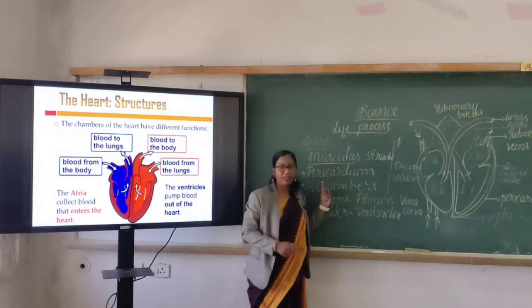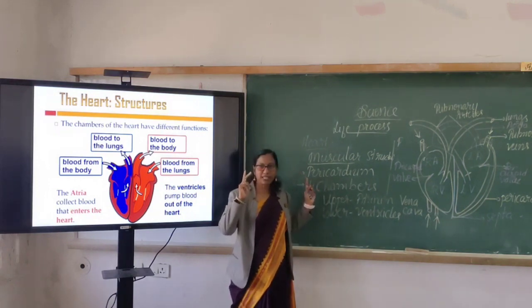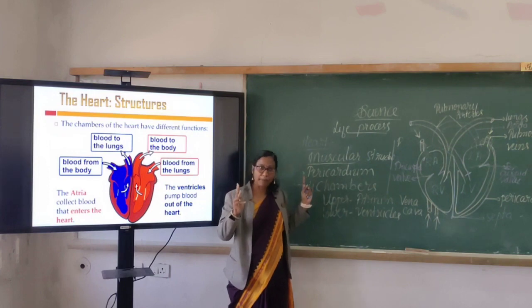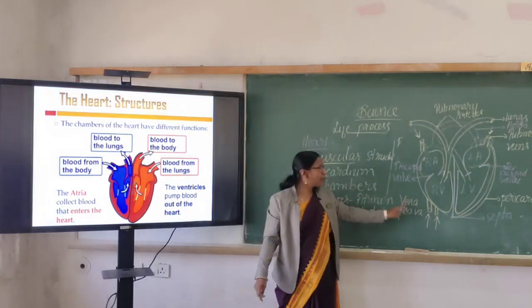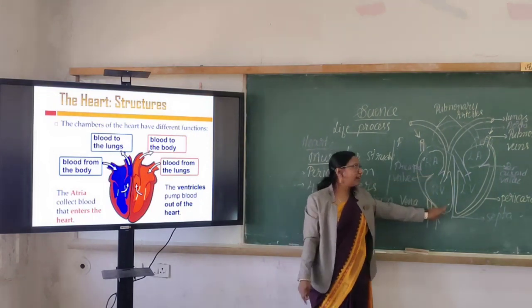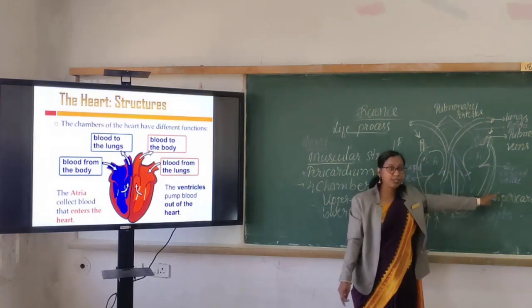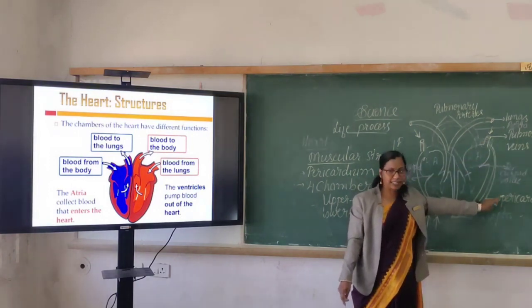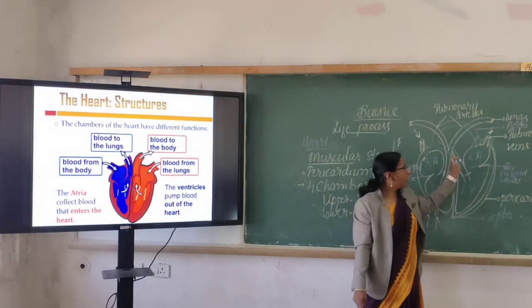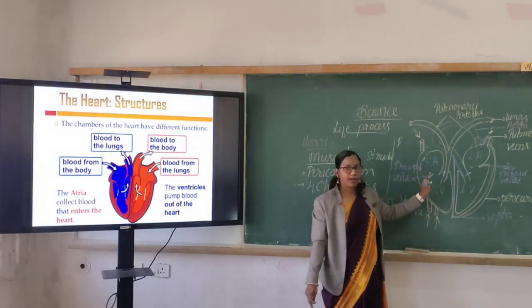arteries. Do you remember we said there are 3 types of blood vessels: veins, arteries and capillaries. So veins will bring deoxygenated blood to the right atrium and right ventricle, whereas arteries will carry oxygen-rich blood to all the cells. Okay, so this is the structure of the heart.